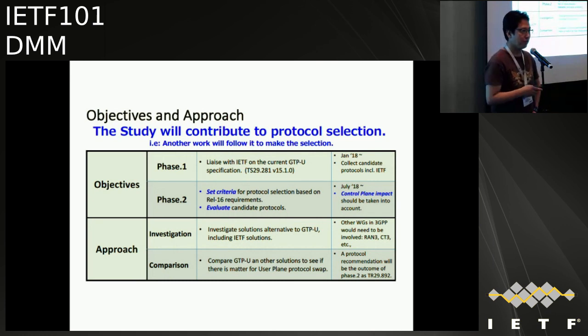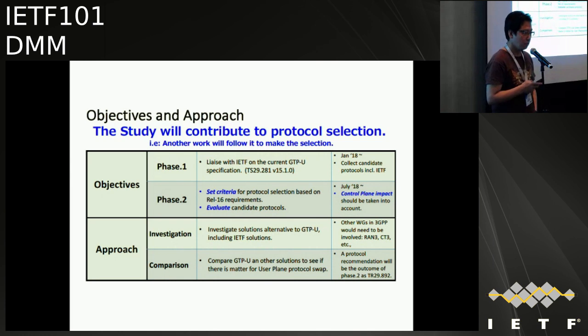So how we proceed with the study is here. The objective is a phased approach. Phase one is to liaise with other SDOs like the IETF to collect candidate user plane protocols, and also to give some information regarding the existing user plane protocol like GTP-U, which is defined by TS 29.281, latest version 15.1.0. Phase two, following phase one, is to set criteria for protocol selection based on the Release 16 requirements, not Release 15, and also evaluate the candidate protocols based on that criteria. The purpose of this study is to contribute to protocol selection, so that other work will follow the study to make the decision.